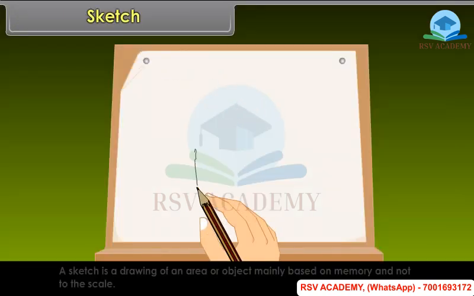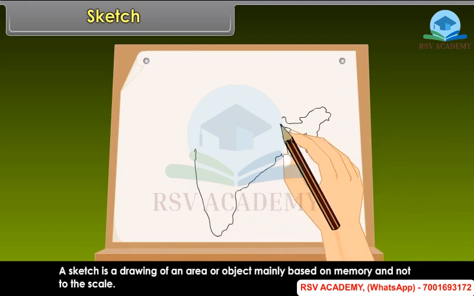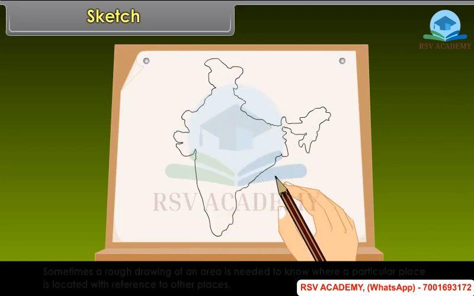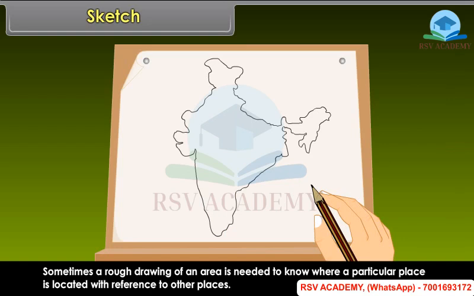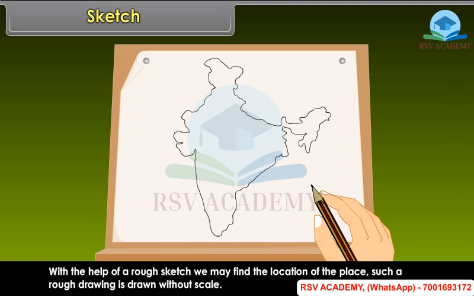Sketch. A sketch is a drawing of an area or object mainly based on memory and not to the scale. Sometimes a rough drawing of an area is needed to know where a particular place is located with reference to other places. With the help of a rough sketch, we may find the location of the place. Such a rough drawing is drawn without scale.